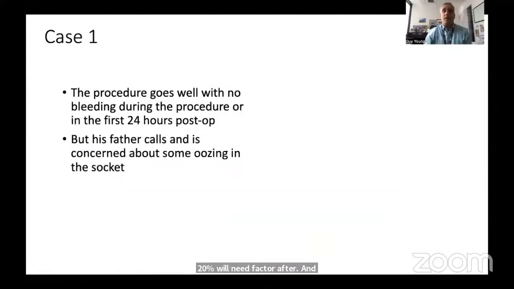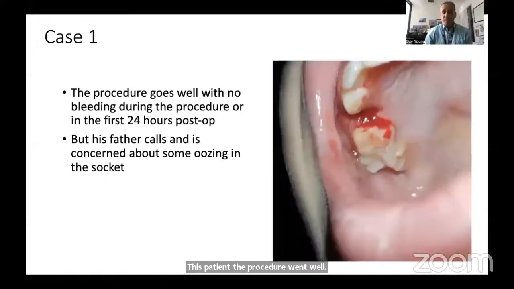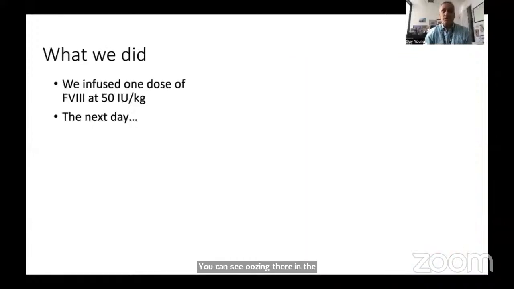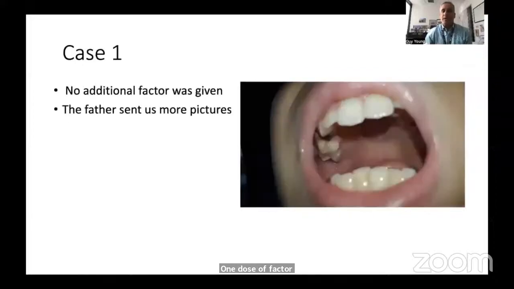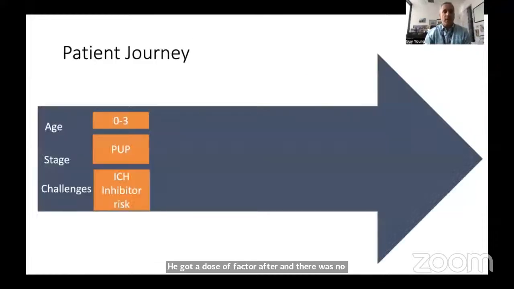Let's go back to our case. This patient, the procedure went well, but the next day, the father sent me this picture, and he showed me that there was some bleeding. You can see oozing there in the tooth socket. So then we did give him some factor, 1 dose of factor, 50 units per kilo. The next day, he had a nice clot formed. And then a couple days later, the clot was retracted, and eventually this resolved just fine. So again, he didn't get factor before. He did bleed, no big deal. He got a dose of factor after, and there was no significant negative consequences down the line.